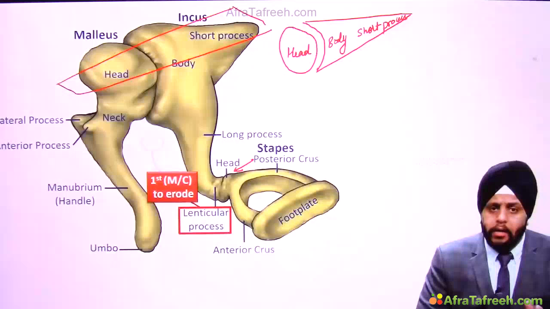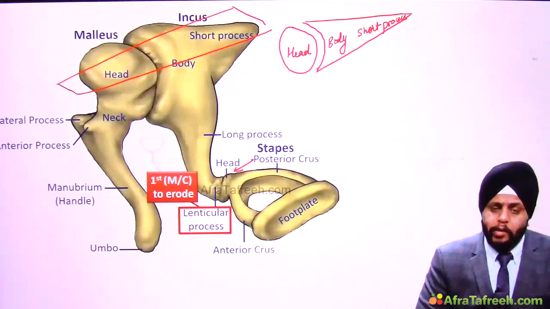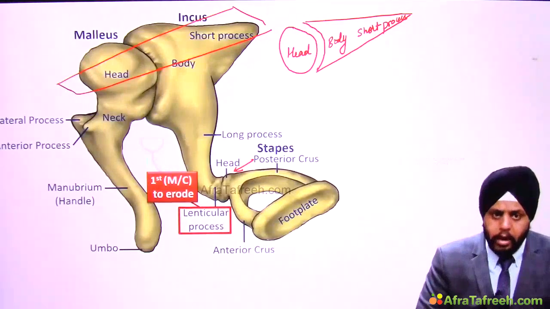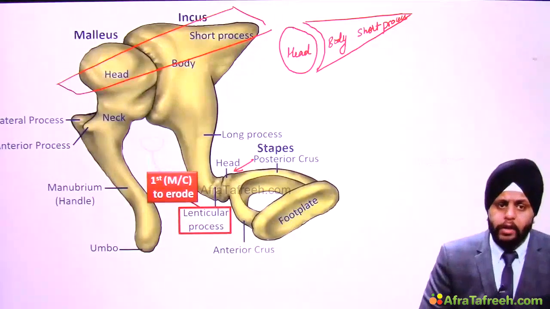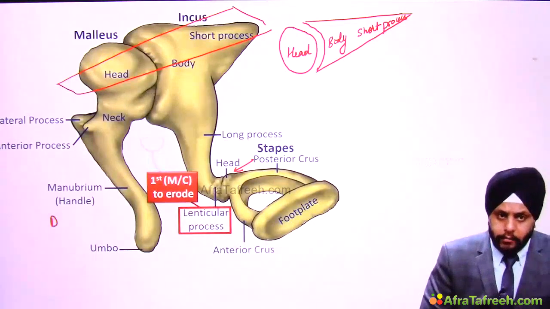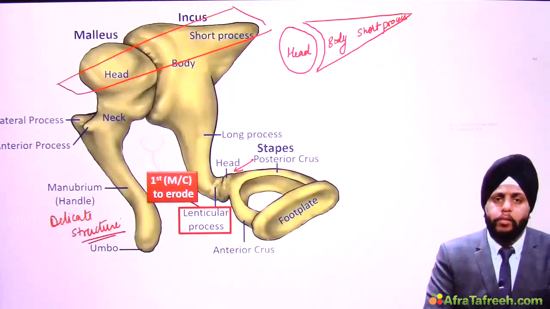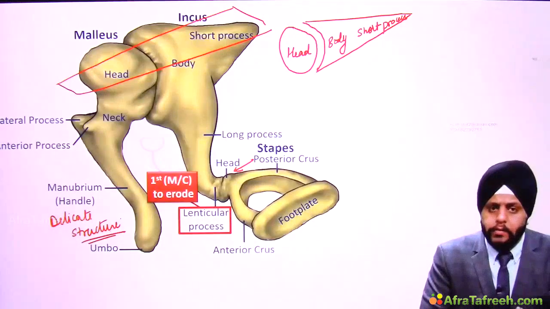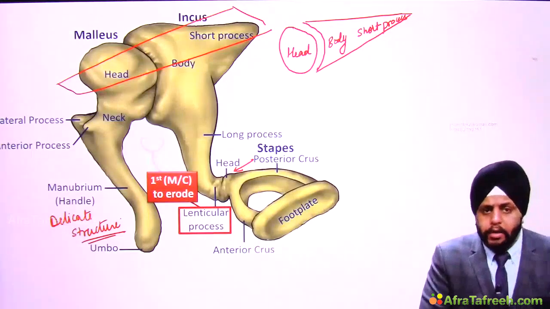Now, why is it undergoing erosion? Earlier it was believed that it is because of the tortuous blood supply, but now we know that the main reason for erosion is its delicate structure. So the delicate structure is the most important reason for erosion of the lenticular process of incus. This is the first to undergo erosion.